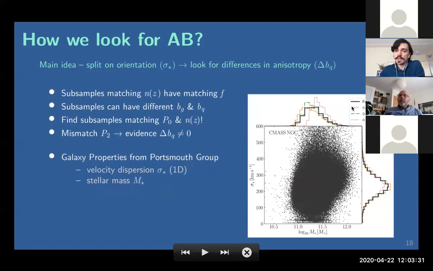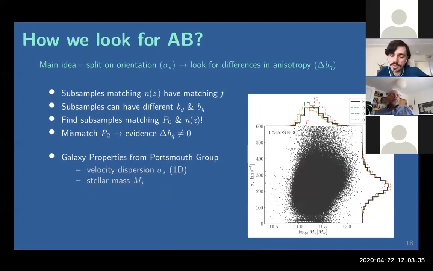So what do these look like? This is a big blob of data points. You see the stellar masses are in the range from roughly 10 to 12 solar masses, and the velocity dispersions are roughly 200 to 400 kilometers per second. This is for one of the samples.